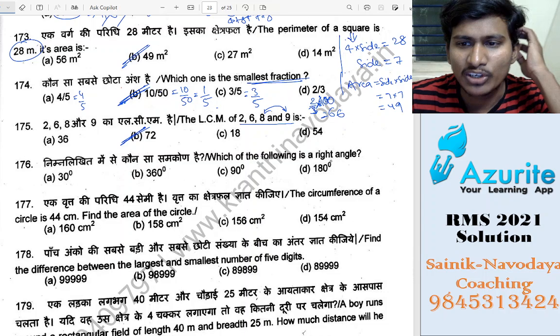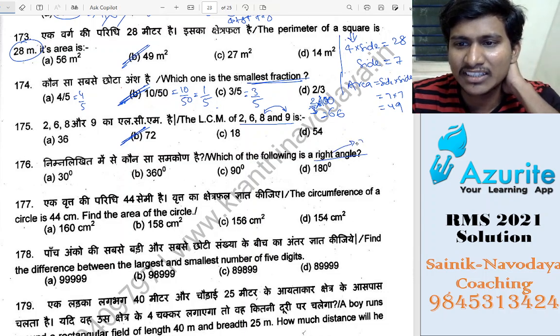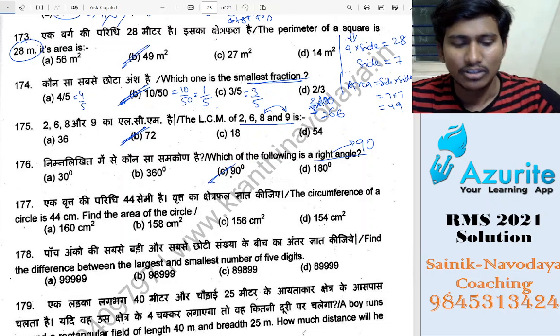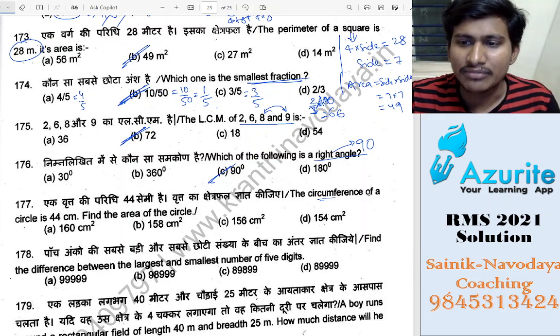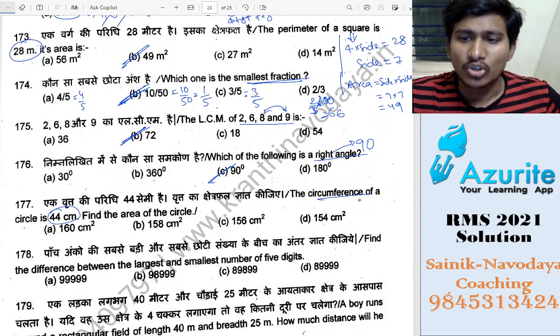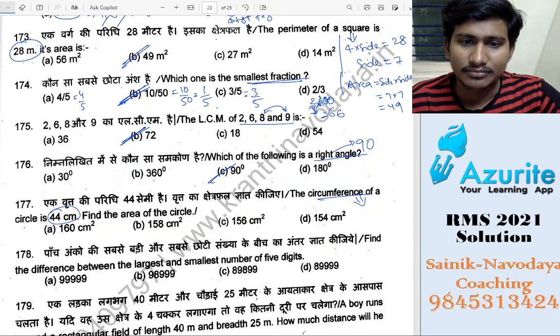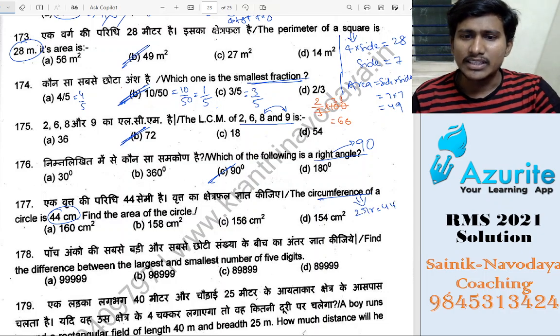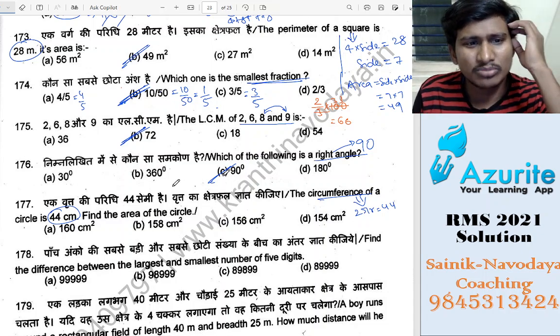Which of the following is the right angle? Right angle means how much degree? 90 degrees. The option is option C. Circumference of a circle is 44. Find the area. Next, students.